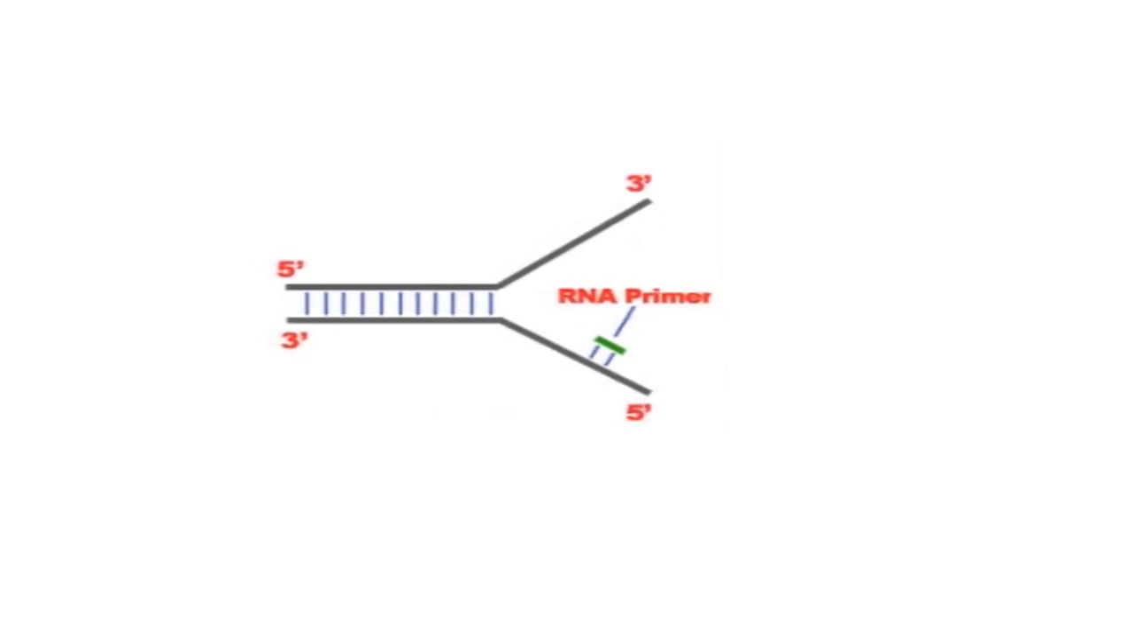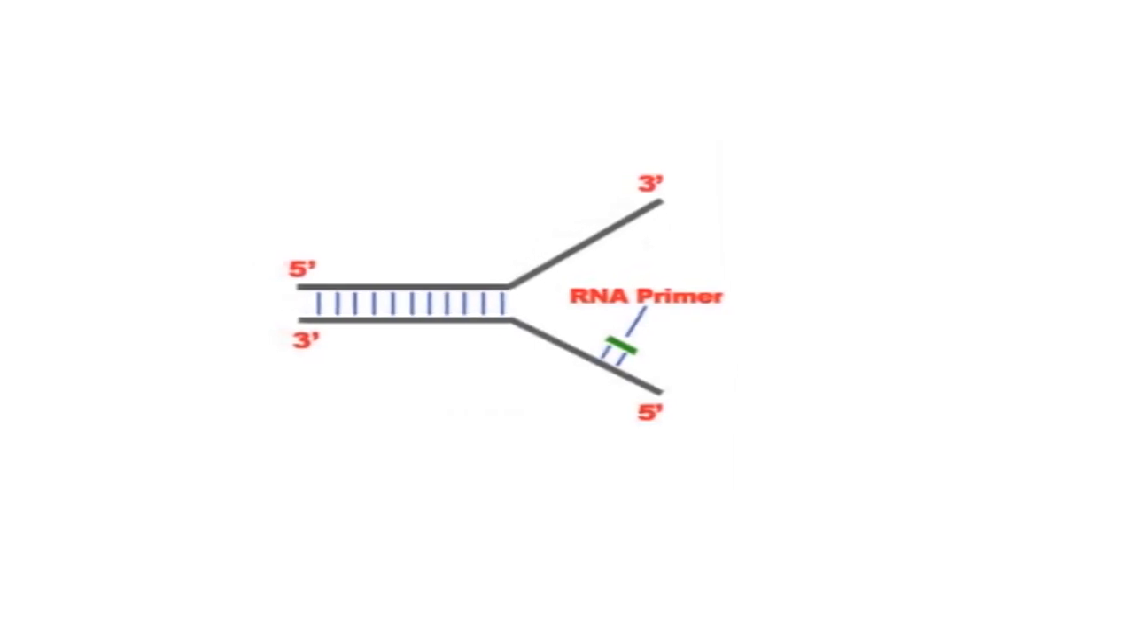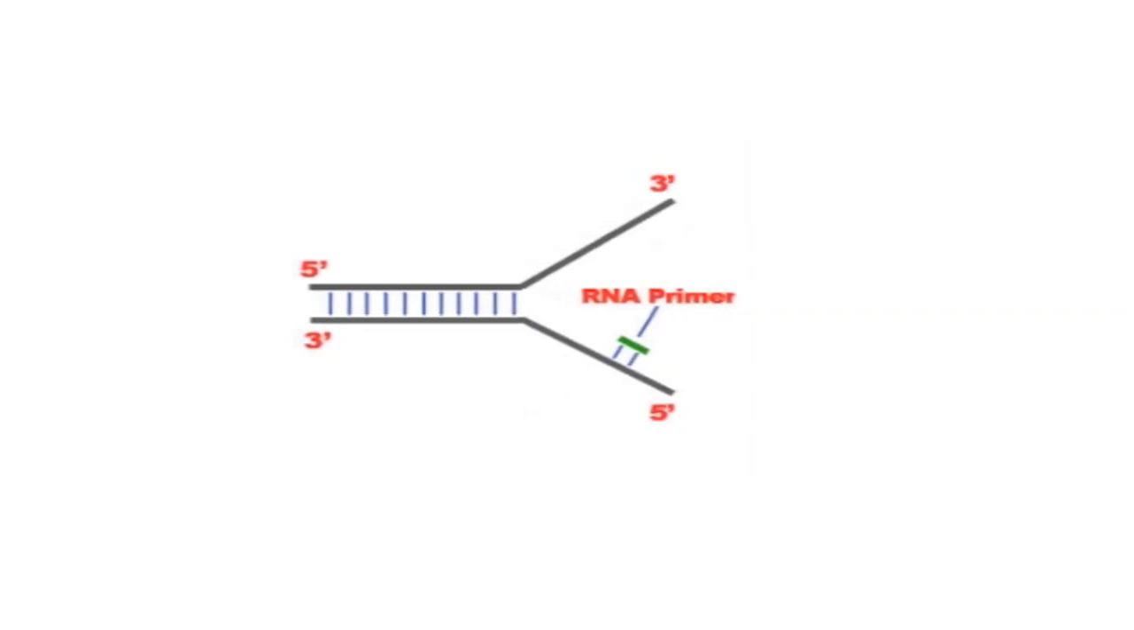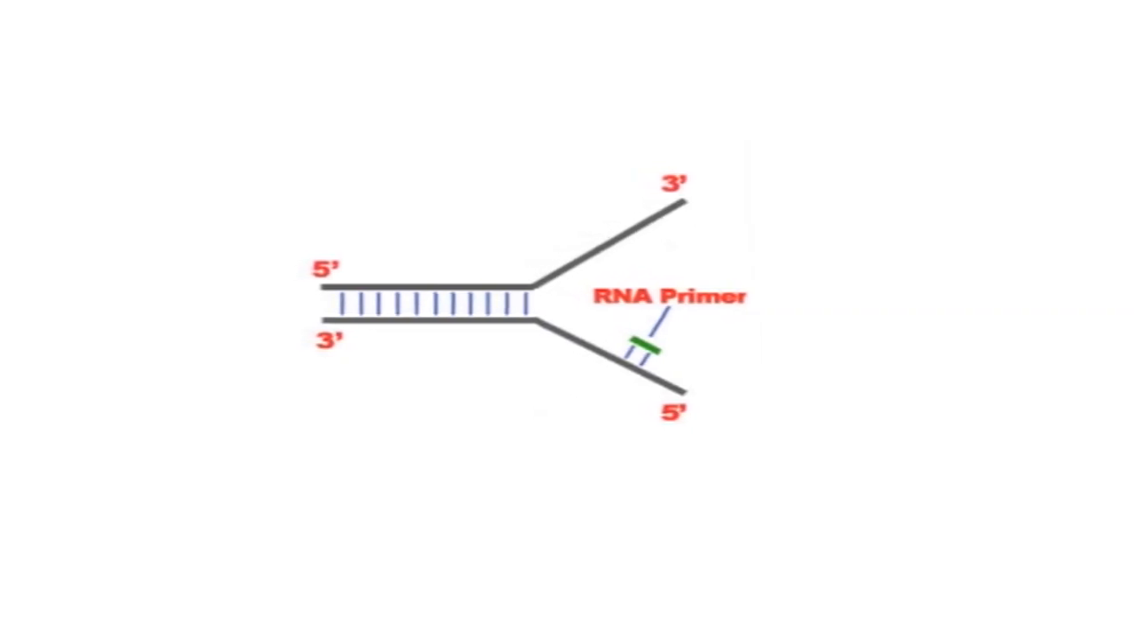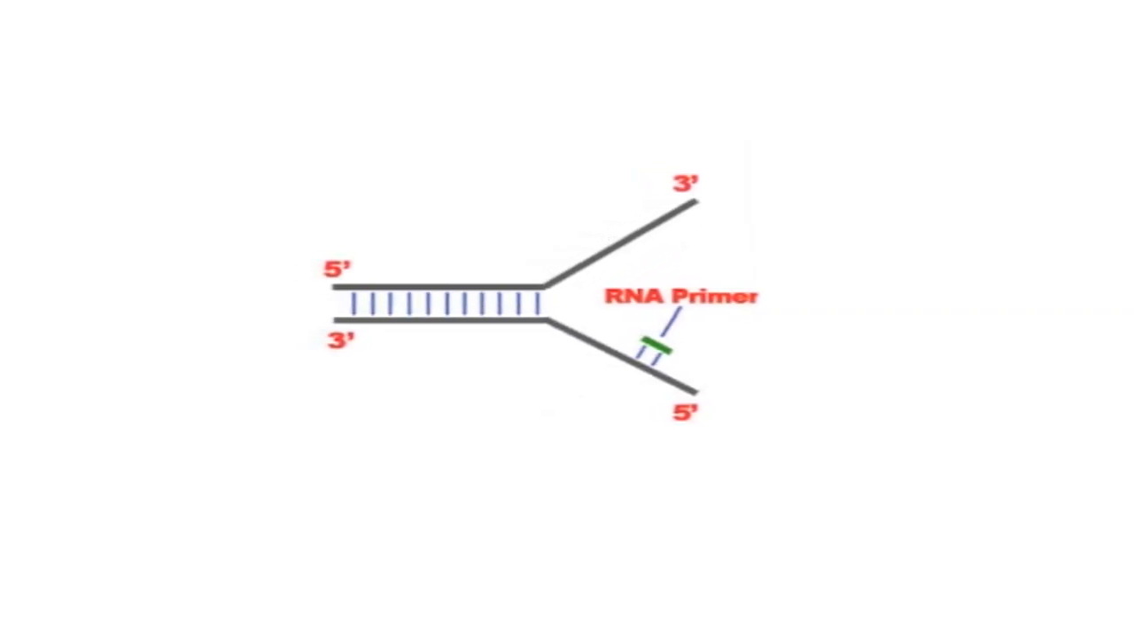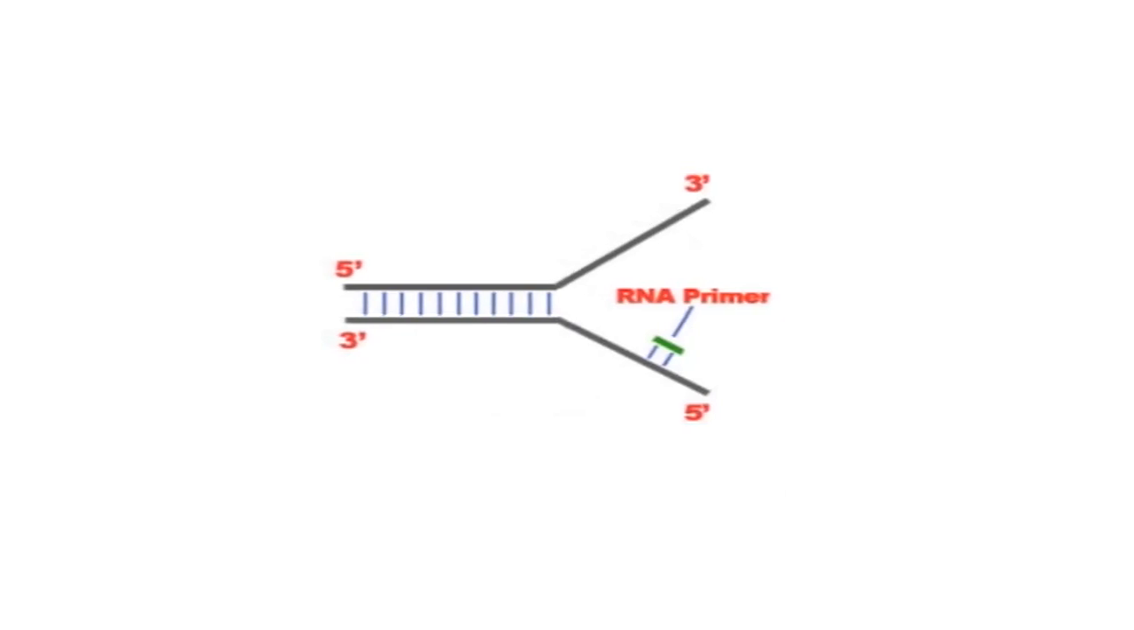By a high processivity replicative DNA polymerase, the leading strand is extended from the primer continuously. This is the replicative polymerase. From each primer, the lagging strand is extended discontinuously, thus forming Okazaki fragments.